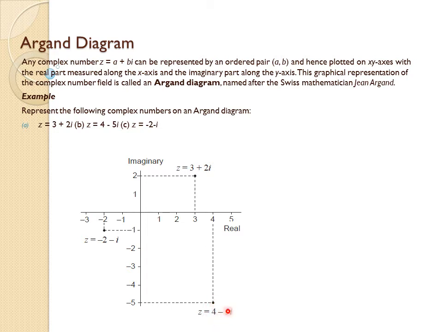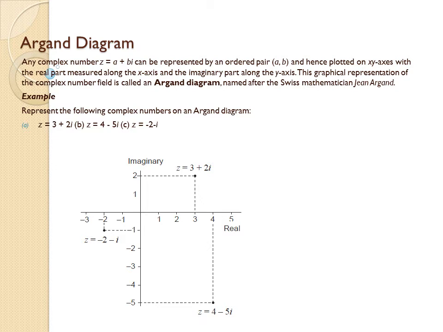Third example is z equal to minus 2 minus i. Okay, so minus 2 means minus on the real axis, so it is coming over here, minus 1 and minus 2. And minus i means minus 1i, so minus on the imaginary axis is over here, so it is z equal to minus 2 minus i. So this is the representation of a complex number in the Argand diagram. I hope this is clear now.